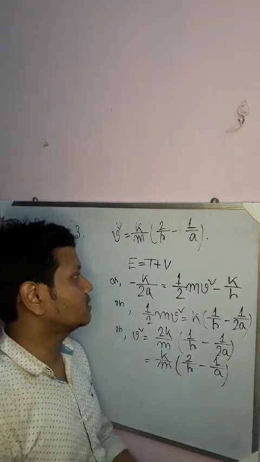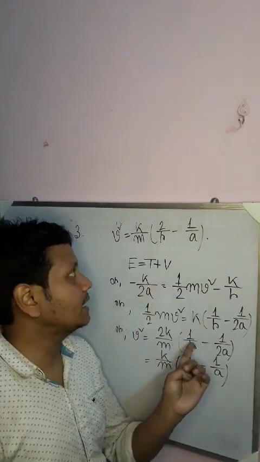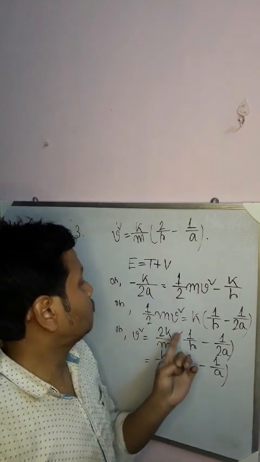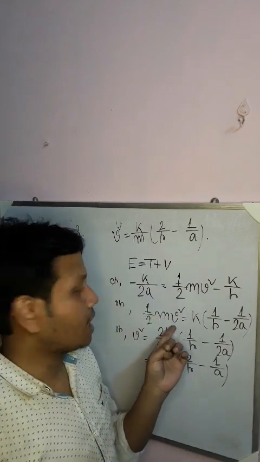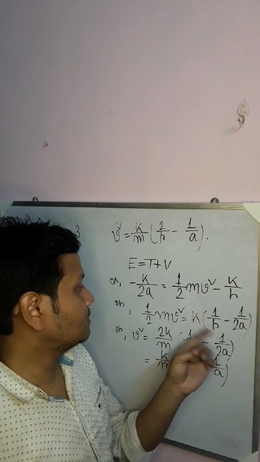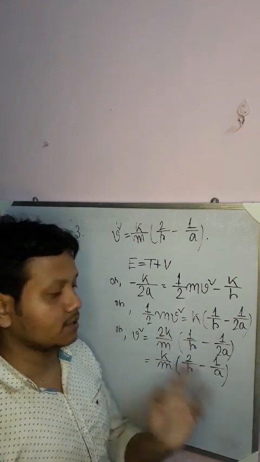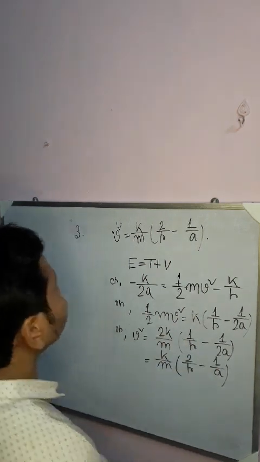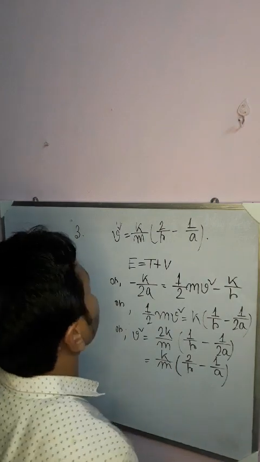There is nothing, we just have to put these values and rearrange it. You have to find v², so find v² from this, rearrange it, and the result is obtained. Okay, simple. So this is the lecture.